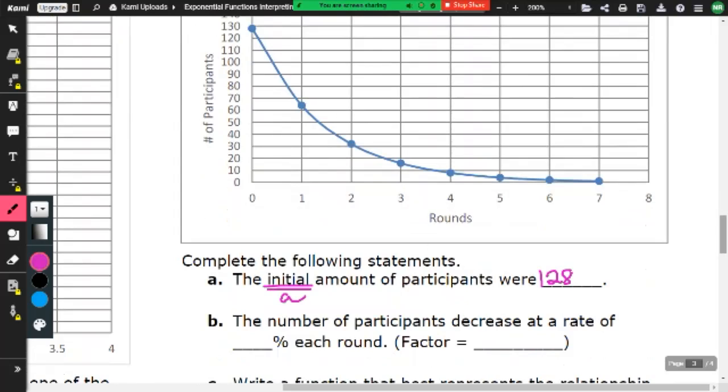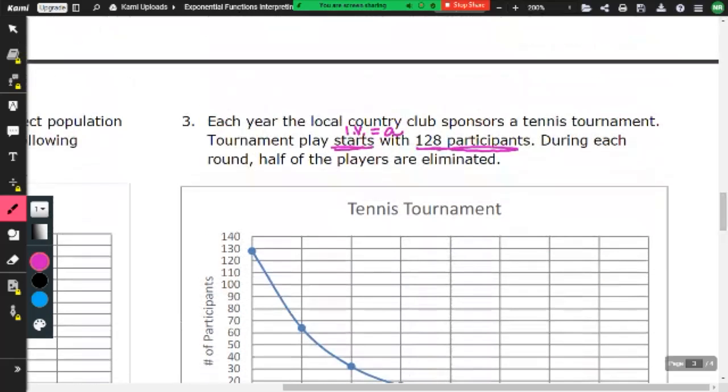All right. Now it says the number of participants decrease at a rate of, once again, we're looking for the rate. Rate is represented through percent, okay? So let's look in that paragraph. Do we see any percent signs there? No, so there is no rate here. We have to find the rate based on the factor. Now it does give us a word to help us find that factor. What word is that? Half. It says half of the players are what? Eliminated. If they're eliminated, we're talking about decrease.